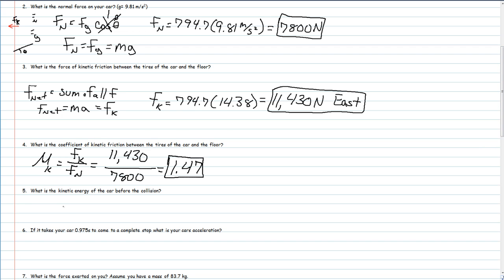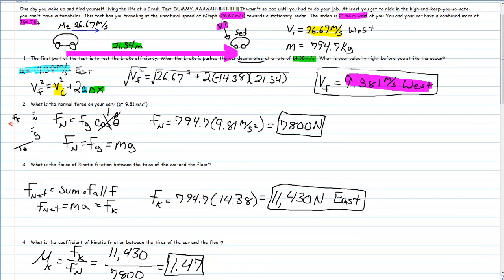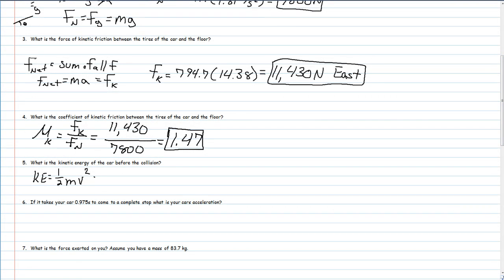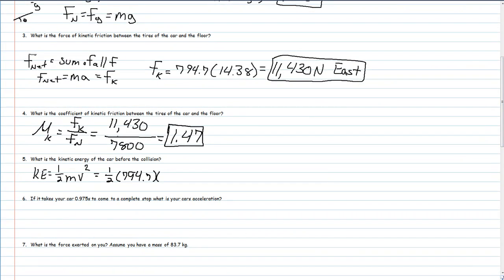Okay, it says, what kinetic energy does the car have before the collision? Well, in this case, kinetic energy equals 1/2 mv squared. If I were to go up here, my velocity right before I hit the car is 9.581 meters per second to the west. So it'll be my velocity. So 1/2 times 794.7 times 9.581, and that number is going to be squared. And so I get my kinetic energy equal to 36,470 joules.